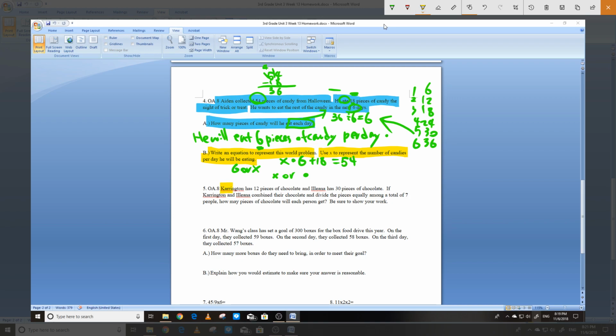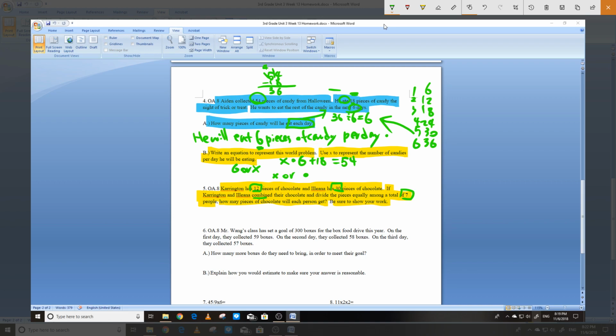Number 5 says Carrington has 12 pieces of chocolate and Ileana has 30 pieces of chocolate. If Carrington and Ileana combine their chocolate and divide their pieces equally among a total of 7 people, how many pieces of chocolate will each person get? Be sure to show your work. The key here is 12, 30, those are numbers. 7, that's how many you're going to have to divide by later. You're going to have to divide, right?